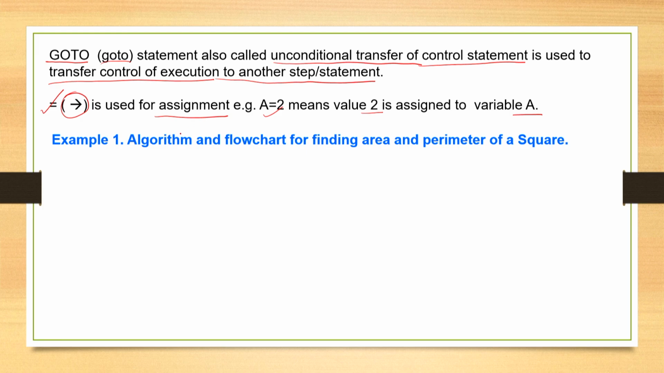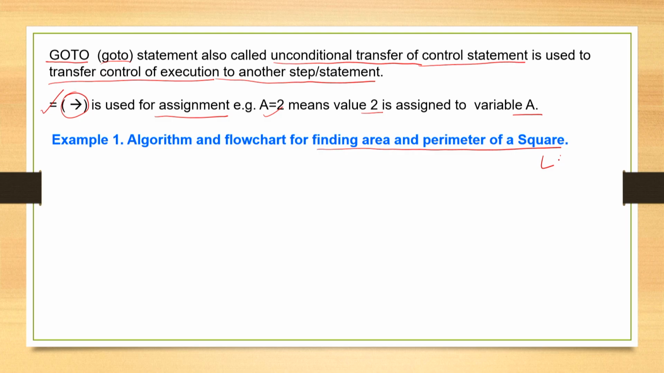Let's start with the examples. First example is finding the area and perimeter of a square. So the very first question that comes to mind is how you can find the area and the perimeter of a square. We all know that the area of a square is nothing but L into L, where L represents the length of any side. So when we multiply L by L, we get the area of a square.